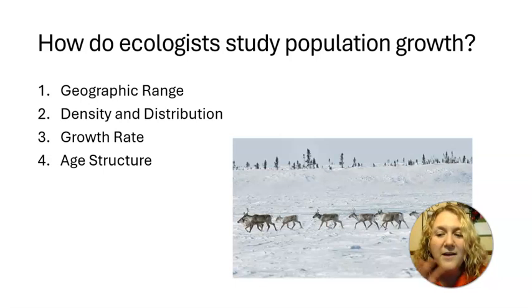Okay, so we have 4 things that ecologists look at, and we're going to be the ecologists today. So the first thing we have to look at is the geographic range of the population we're studying. We also have to look at the density and distribution. Third, we look at the growth rate. And fourth, we must examine the age structure. Okay, so make sure you wrote down those 4 different categories for how ecologists study population growth.